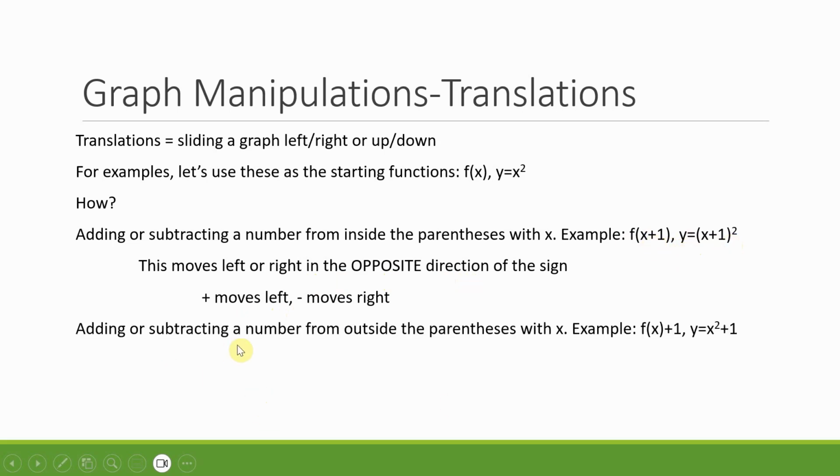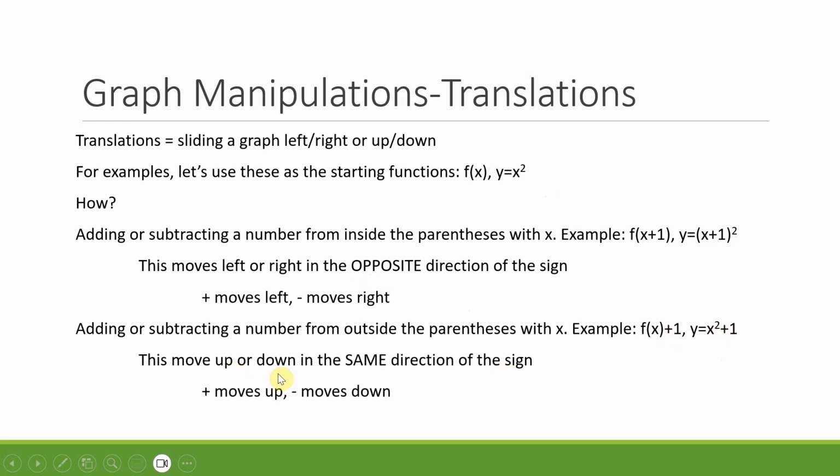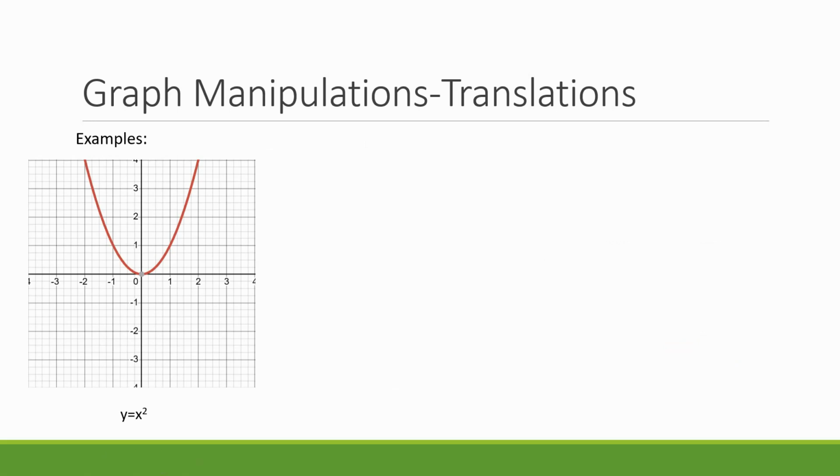The other choice is to add or subtract a number from outside the parentheses with x. So again, in these examples, now we take that plus 1 and we put it outside the parentheses. Where we had x squared, we do a plus 1, but we do it after whatever is being done to x. So where the number inside the parentheses went left or right, this outside the parentheses is going to go up or down. And also it's going to change the direction. Instead of going opposite of the sign, it's going to go the same direction. So now plus means up and minus means down. So these two examples that have plus 1 outside the parentheses are going to both go up one spot. So let's look at some examples.